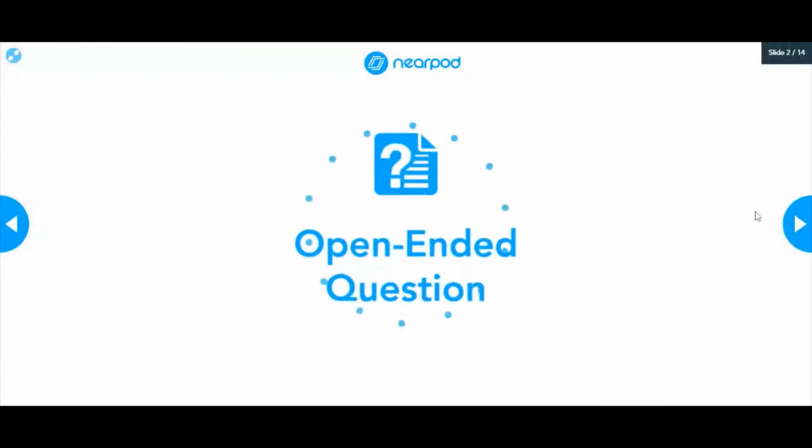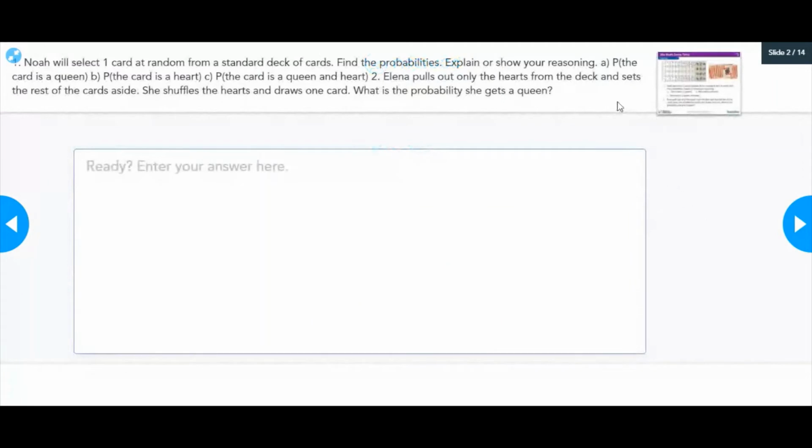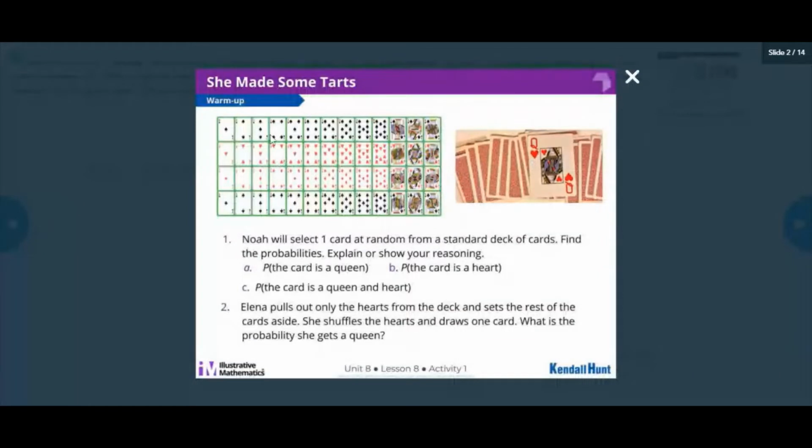So when we move on to the next slide, you're going to have a question to complete. So if you would like a better formatted version of the question, you can click here. Here's a picture of the deck of cards. We've got 2 questions to answer. Noah will select one card at random from a standard deck of cards. Find the probabilities below. Explain or show your reasoning. So pull out a piece of paper, pull out your math notebook where you've been doing your work, and start working on these questions. So you need to A, find the probability the card is a queen. B, find the probability the card is a heart.